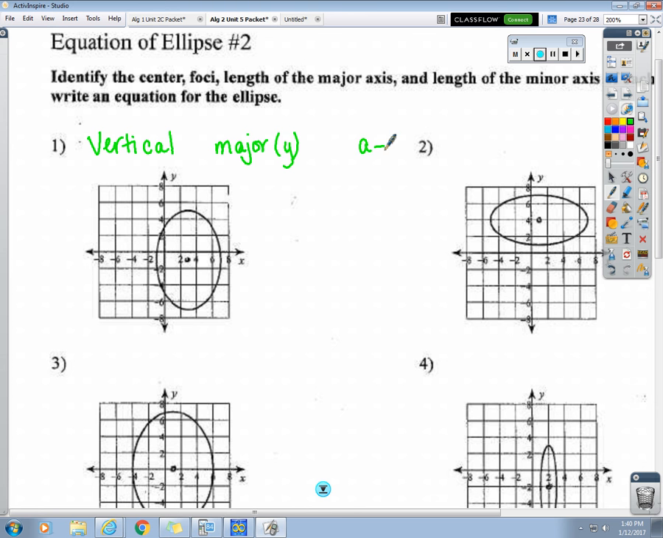A. Remember, isn't A always greater than B? So A will always go with the major axis. A is always half of the major axis. That means the minor axis has to be the x, and that correlates with B.